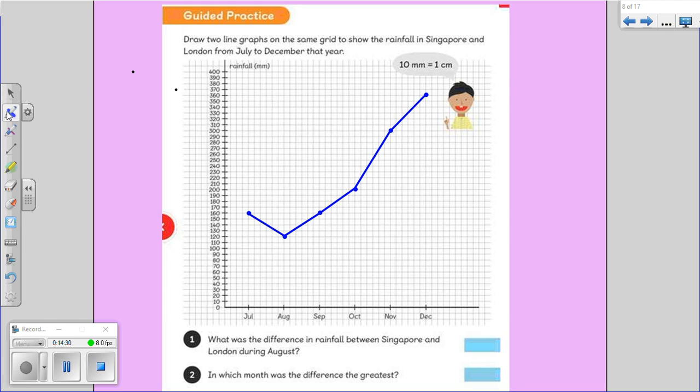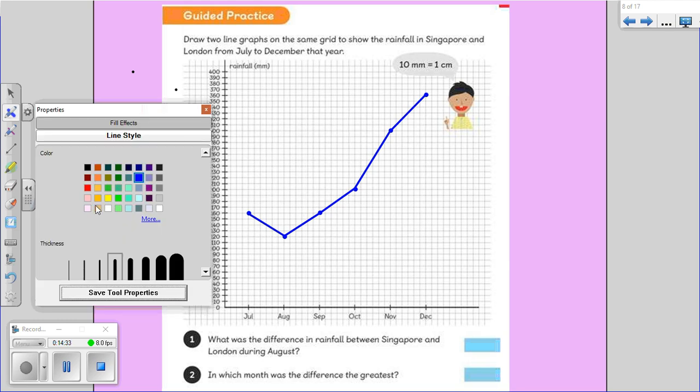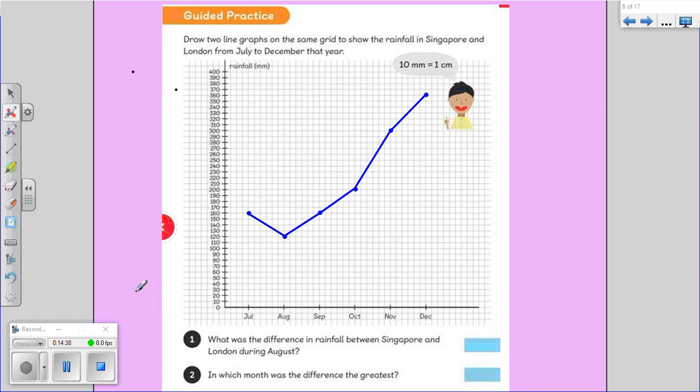Okay, now let's plot our points for London, and I'm going to do this one in red so we can see clearly the difference. So for July, it's 62 millimetres. Now, if I have a look, each part is going up in 10. So I've got to work out where 62 would be. Yours will probably be more accurate than me doing it on the computer, but we can see it's going to be above 60, not quite half yet. So I'll put it there.